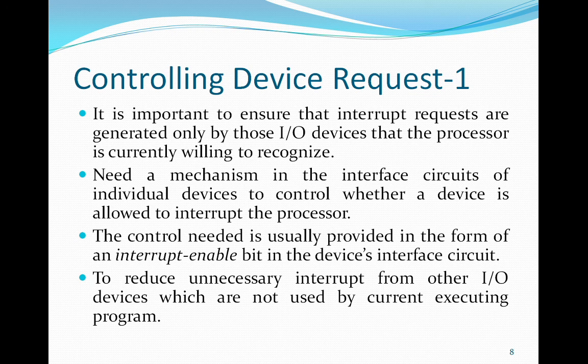Here it is important to ensure that interrupt requests are generated only by those IO devices that are being used by a given program. The idle devices must not be allowed to generate interrupt requests, even though they may be ready to participate in IO transfer operations. Only the active devices are allowed to generate an interrupt request, but not the idle devices. Hence we need a mechanism in the interface circuit of the individual devices to control whether a device is allowed to generate an interrupt request or not.